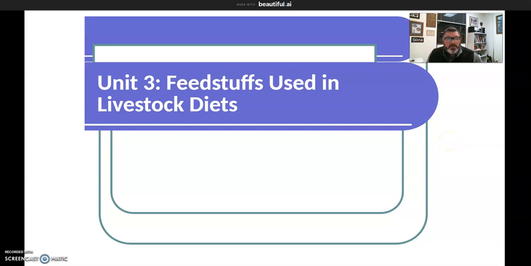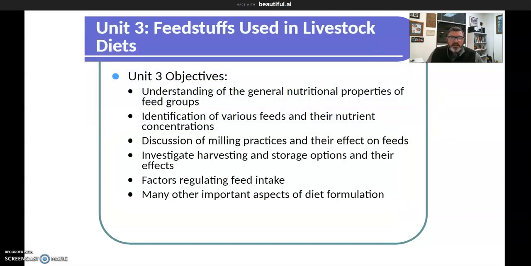Hello there, and welcome to Unit 3, where we will be discussing feedstuffs that are used in livestock diets. We'll give you some information into a number of different feed categories, just some examples of certain feeds, a little bit on the characteristics that they provide. We'll talk about forages, hay baling, storage, and feed processing. I'll let you take a quick glimpse at the objectives that we hope to accomplish in this particular unit here.